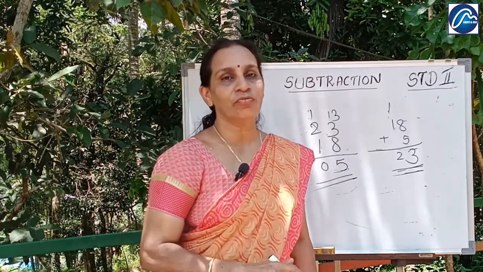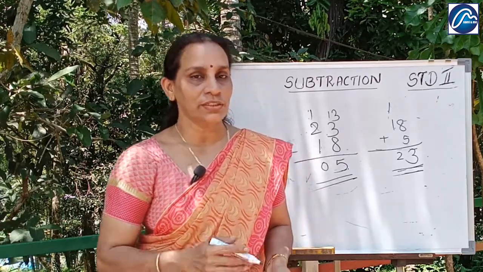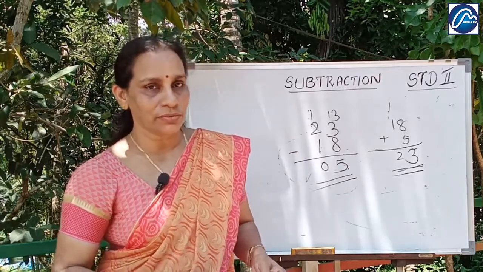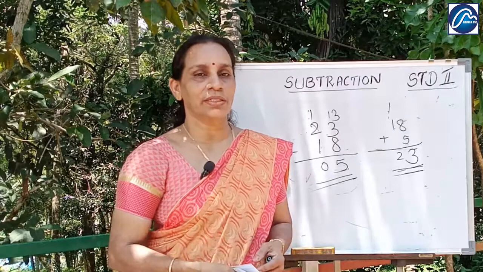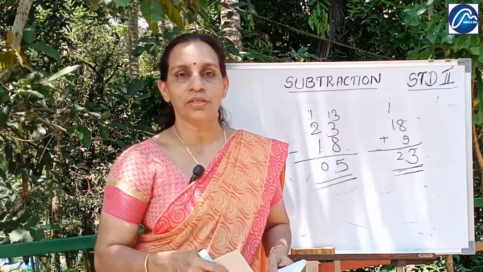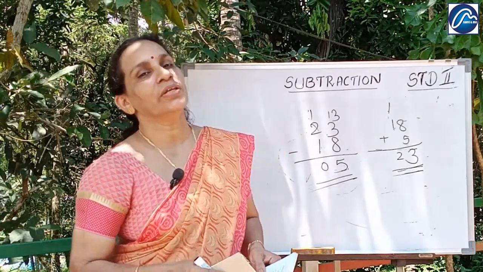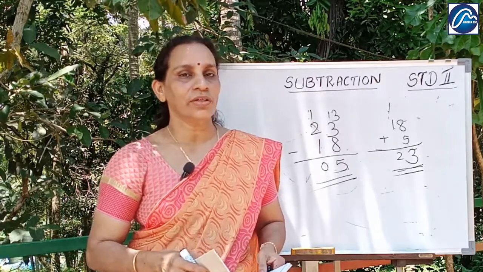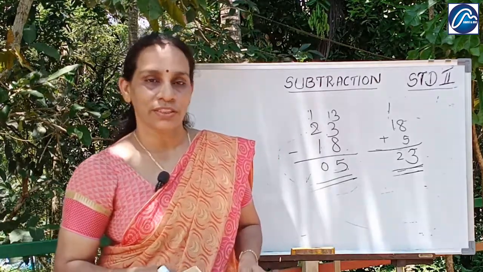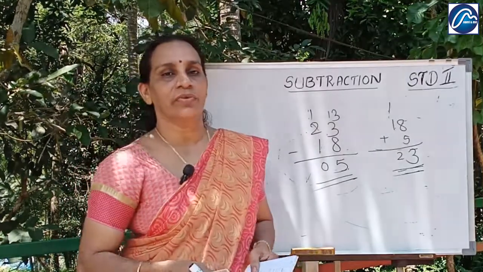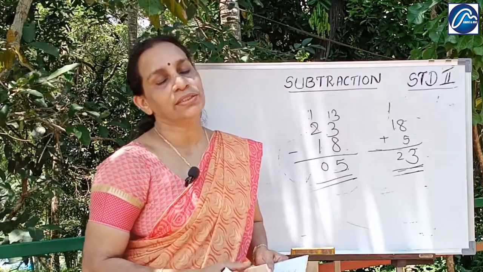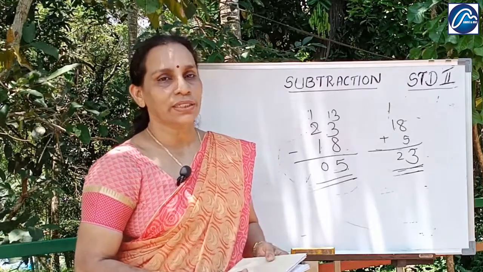So that's all for today's class. You have learned properties of subtraction. When you are subtracting a 0 from a number, you will get the same number. When you are subtracting 1 from a number, you will get the predecessor. And when you are subtracting the same number, you will get 0. And how to subtract 1-digit numbers, how to subtract 2-digit numbers, and what is the relation between subtraction and addition.